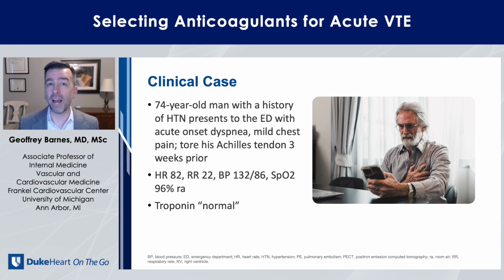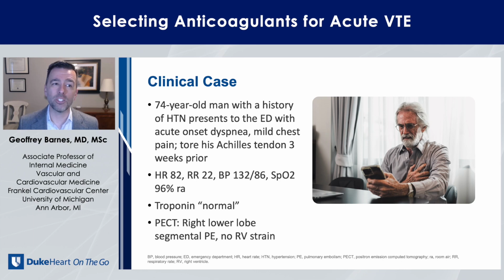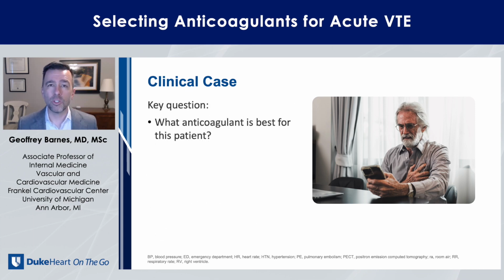His troponin lab value is considered normal, but his CT scan shows a right lower lobe segmental PE. There's no sign of RV strain or enlargement on the imaging. So the key question you may ask yourself at this point is, which anticoagulant is best to treat this patient?